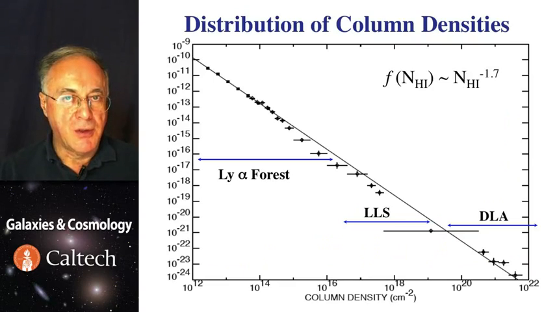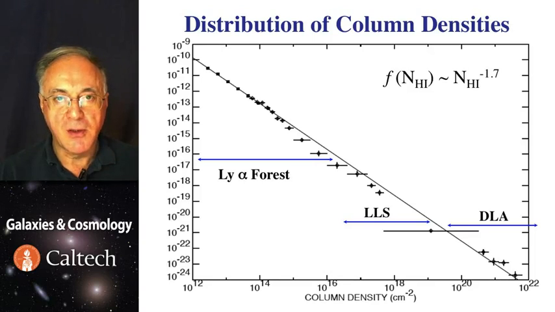So how many of which are there? It turns out that the probability distribution of column densities is a power law, and it's shown here. It's a power law with a slope of minus 1.7, which is interestingly close to the slope of the two-point correlation function, and that's not entirely an accident. But it goes from the lowest column densities that we see to the highest ones.